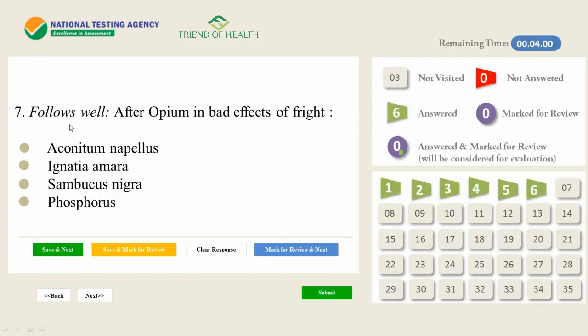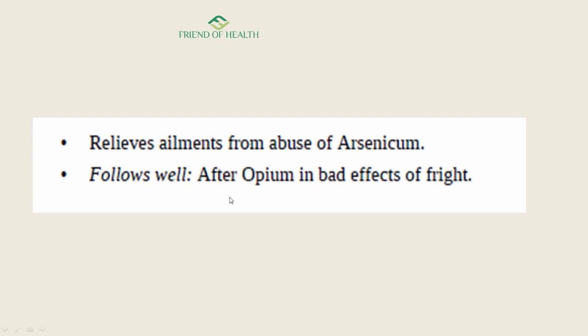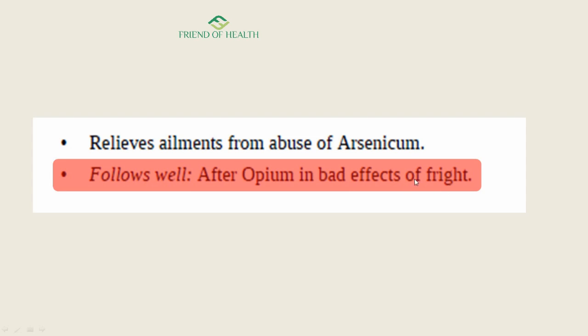Then again, the 7th question: follows well after opium in bad effects of fright. The options were Aconite, Ignatius, Sambucus, Phosphorus. All are close running options. If you know the line, it is very easy. Sambucus nigra. So after opium in bad effects of fright, the remedy that follows well is Sambucus nigra. If you see the relationship part of Sambucus, you can see it follows well after opium in bad effects of fright.